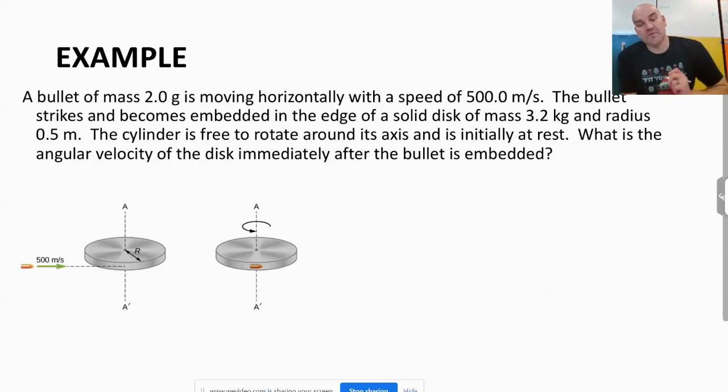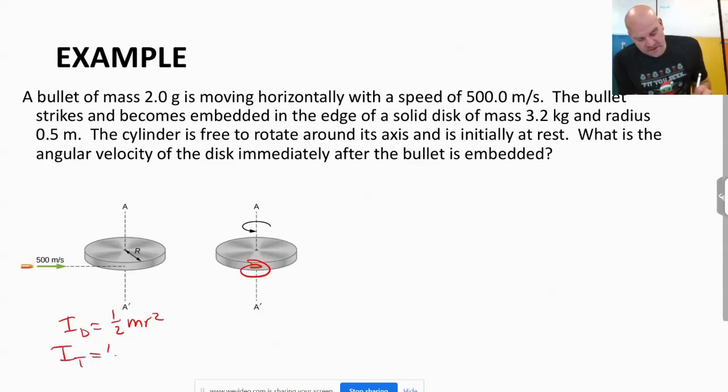Okay, so the way we look at it is we have a before and after. So we'll back it up real quick. The moment of inertia of a disc is 1/2 mr squared. But the bullet becomes embedded in the disc, so we have to find the total after. So it's going to be 1/2 mr squared, and we just treat that bullet as a point mass, so plus mr squared.